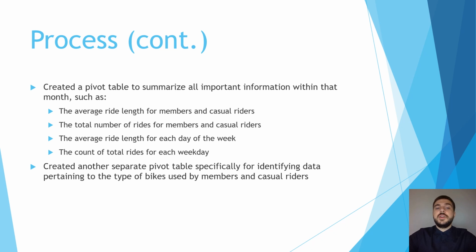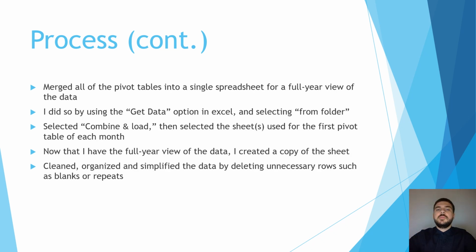I also created another pivot table specifically for identifying data pertaining to the types of bikes used by members and casual riders. Once I created the pivot tables for each month, I then merged all of the pivot tables into a single spreadsheet for a full year view of the data. Here are the steps I've taken to achieve that.